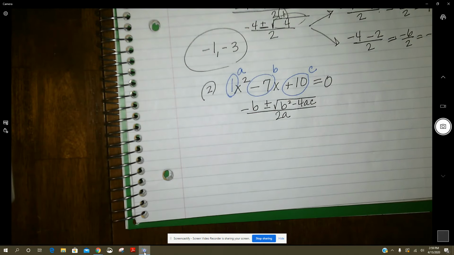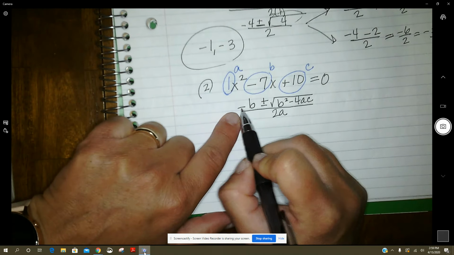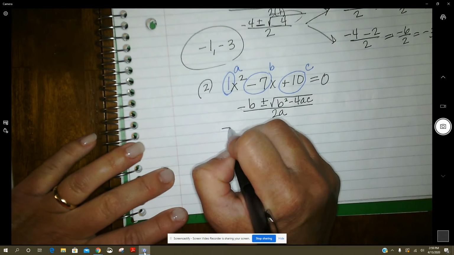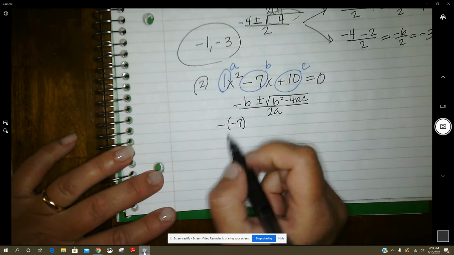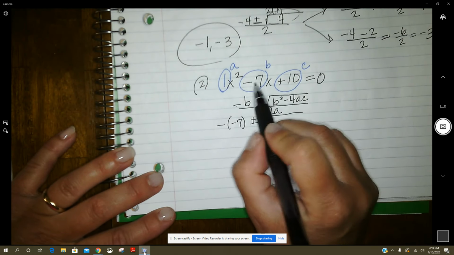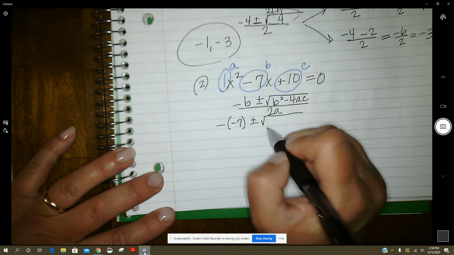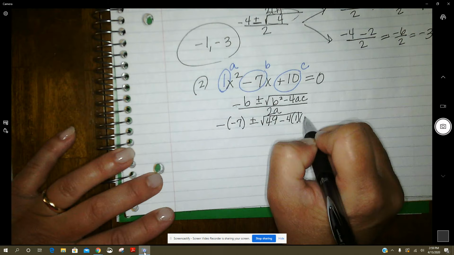Let's go plug and chug. Now I need to do -b. So what's the opposite of -7? +7. Good. Plus or minus the square root of b squared. -7 times -7 is +49. Minus 4 times 1 times 10.